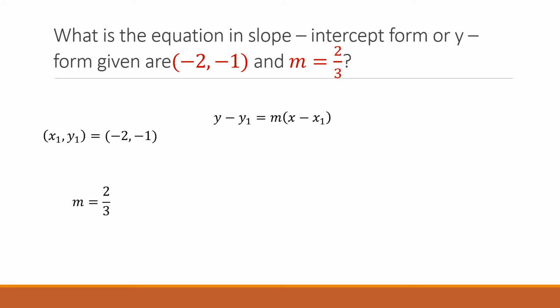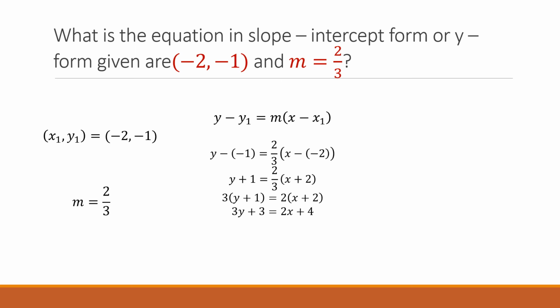We have the setup y minus y sub 1 is equal to m times x minus x sub 1. Substituting the values, you have y minus negative 1 is equal to 2/3 times x minus negative 2. Fixing the signs, we have y plus 1 is equal to 2/3 times x plus 2. Again, I multiply the denominator to the left-hand side and the numerator to the right-hand side. So I have 3 times y plus 1 is equal to 2 times x plus 2. Getting the products, you have 3y plus 3 is equal to 2x plus 4.